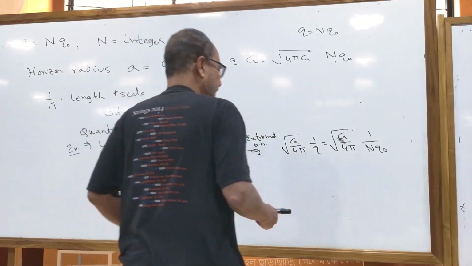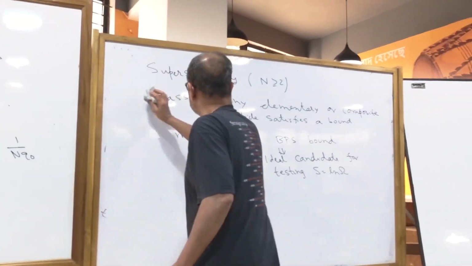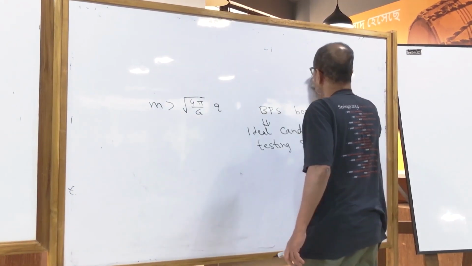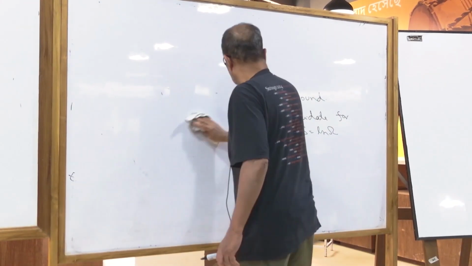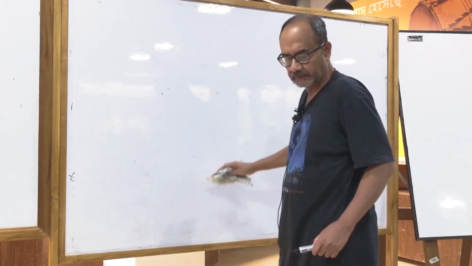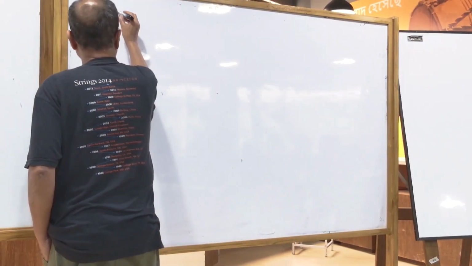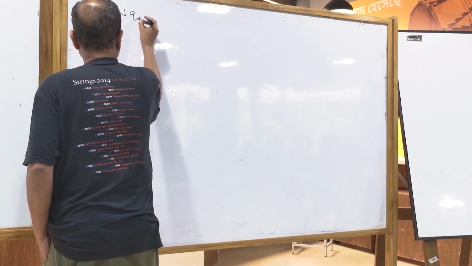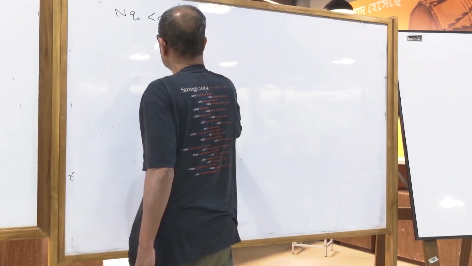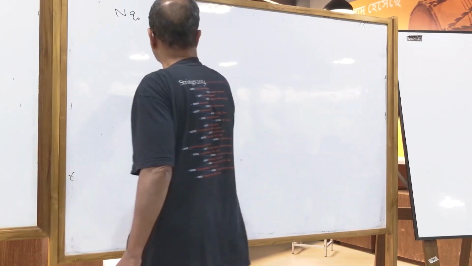So, we conclude from this that for n q naught much larger than 1, the black hole description is good.